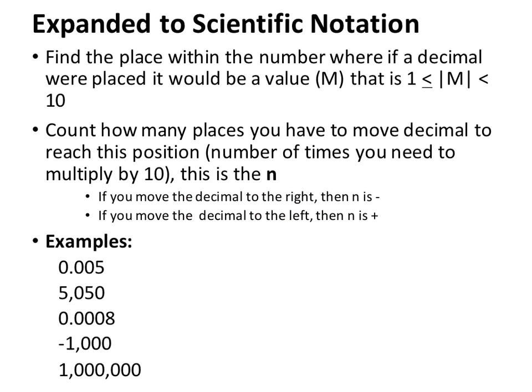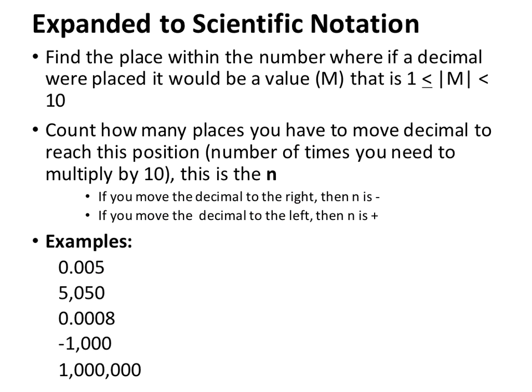All right, so let's learn how to convert an expanded number or a normal number into scientific notation. Now, the first rule is we look at our number and we find the place within that number where if we put a decimal, it would give us an m value where the absolute value of that m value is greater than or equal to 1 and less than 10. Remember, the m value can be negative, but the absolute value of it has to be greater than or equal to 1 and less than 10.